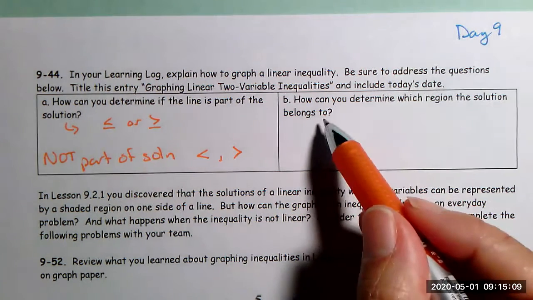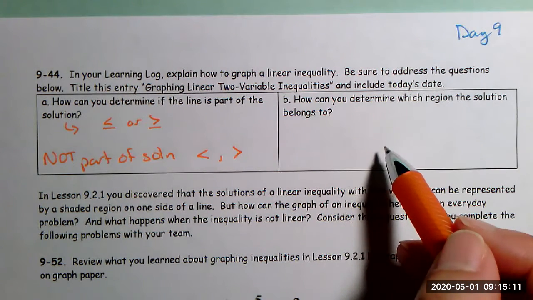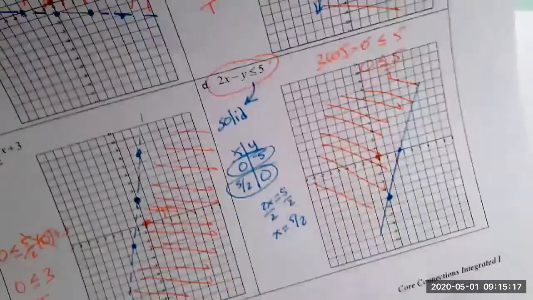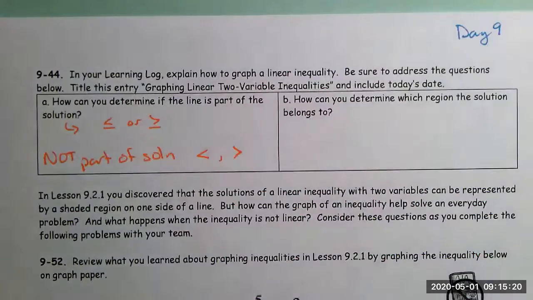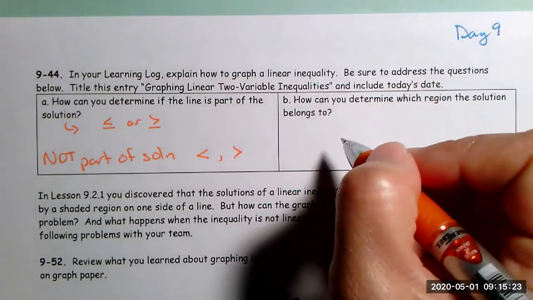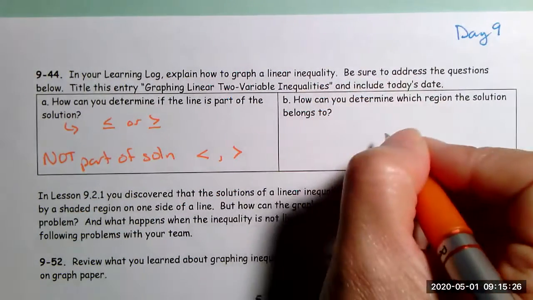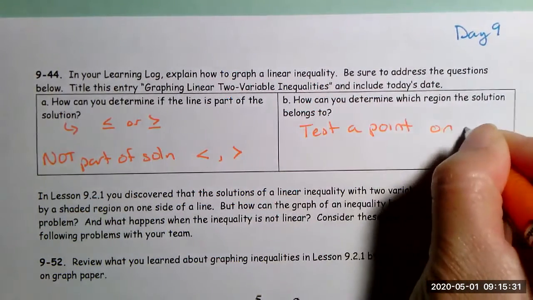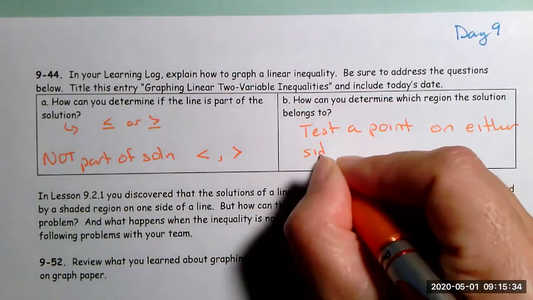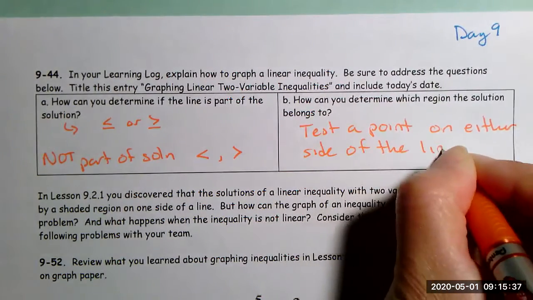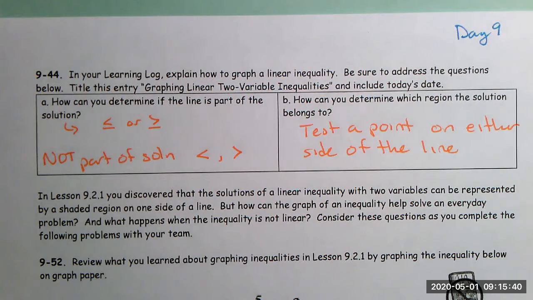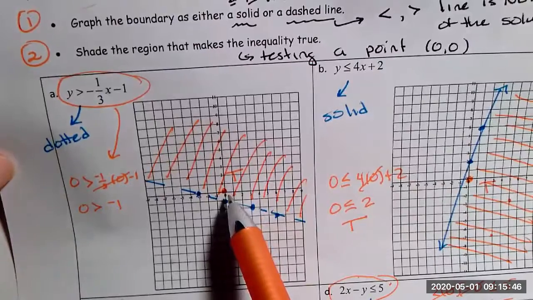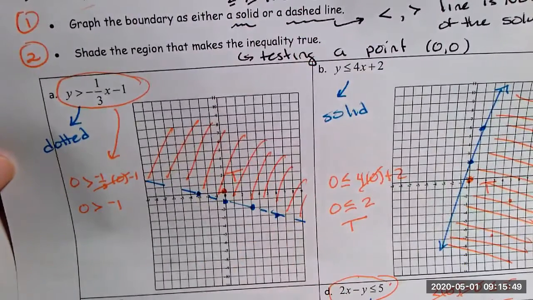All right, another big idea is how do you determine which region the solution belongs to? So how are we communicating here where all the answers are? Well, it's based off of what I've shaded, right? So then how do we determine what to shade? We test a point on either side of the line. If it's true, that's the side we shade. If it's false, then we shade the other side. I typically test 0, 0, but I could test any point that I want. Right?